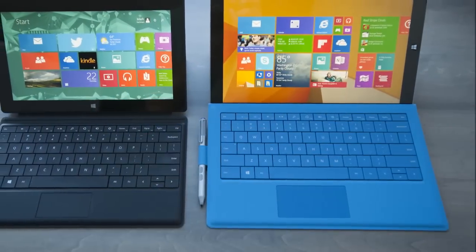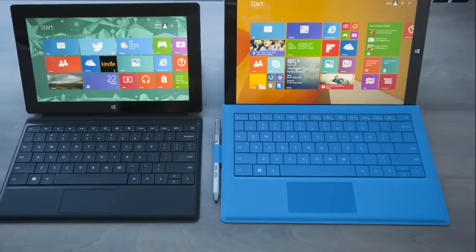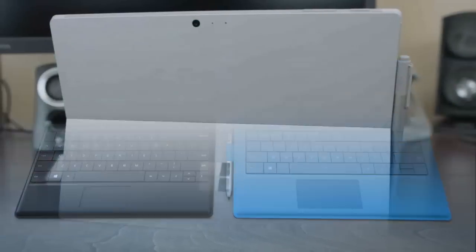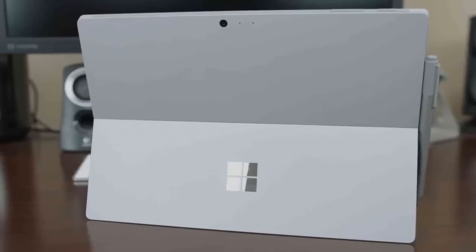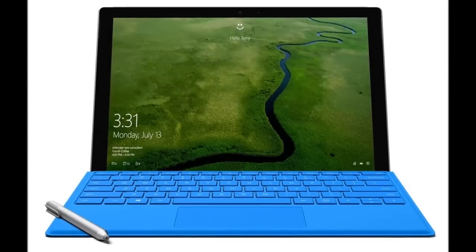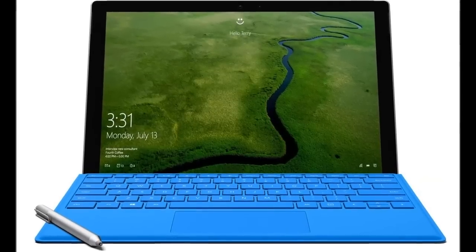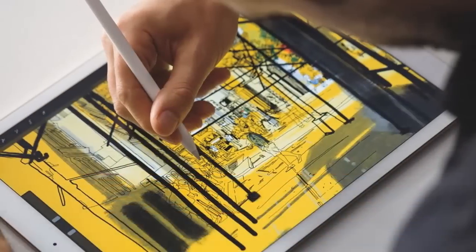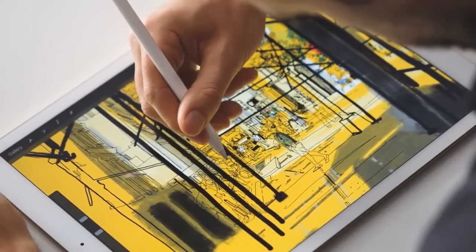There is a new stylus too. The company called its new stylus the Surface Pen, and it comes with an eraser. The new Surface Pen can detect 1024 points of pressure. You click the tip of the pen and the Surface Pro 4 opens Microsoft OneNote. The pen also comes with Cortana integration.